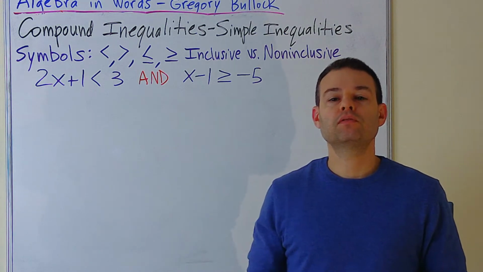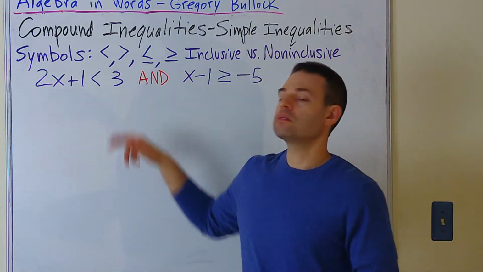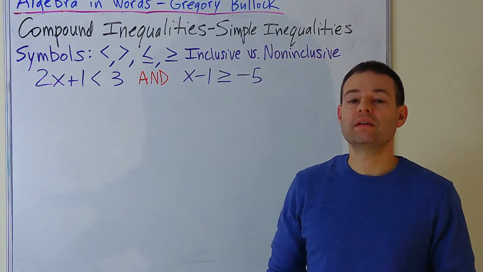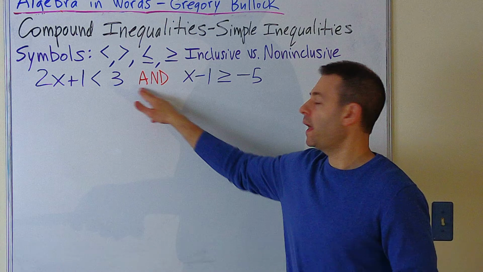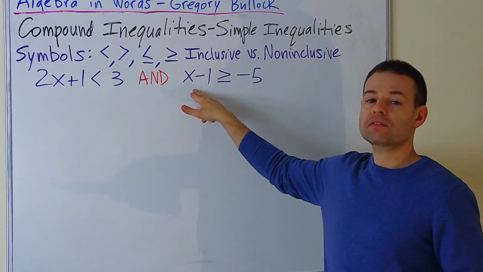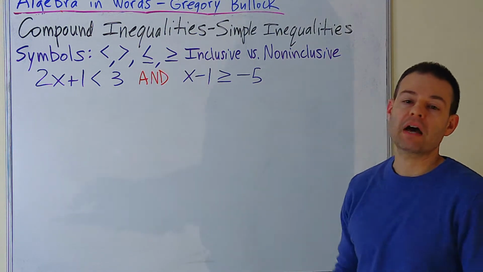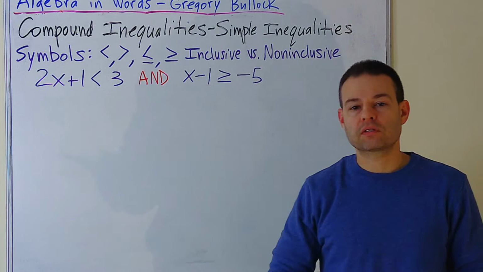Okay, I put two simple inequalities on the board. The first one is 2x plus 1 is less than 3. And I highlighted that, I'll get back to that shortly. The second is x minus 1 is greater than or equal to negative 5. Let's first start with the symbols.